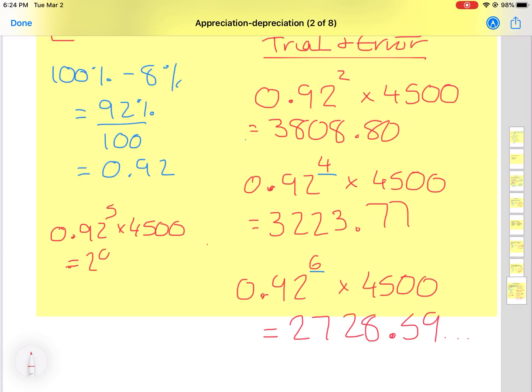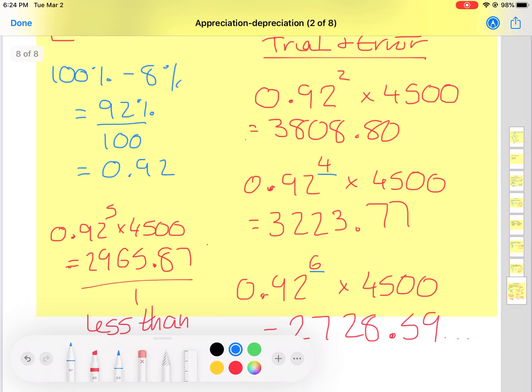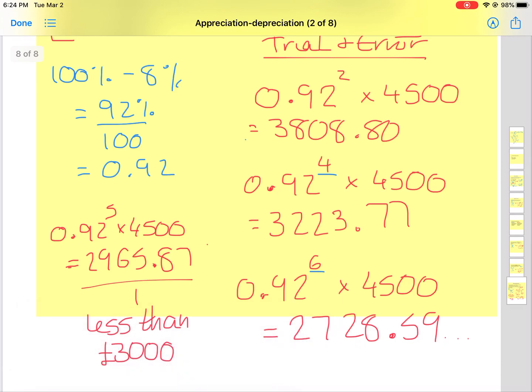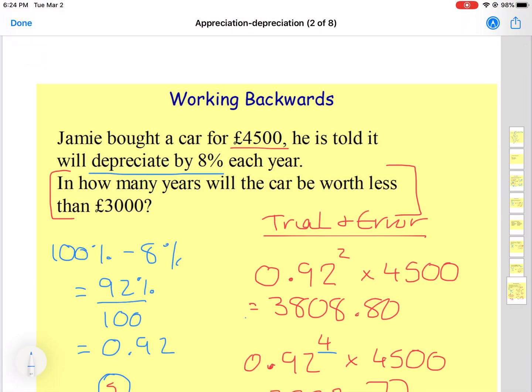So after 5 years, we've got £2,965.87. Now, since this number here is less than 3,000, then it must be 5 years for the answer. So this is the number of years for the power, so it has to be 5 years. My final answer here is 5 years.